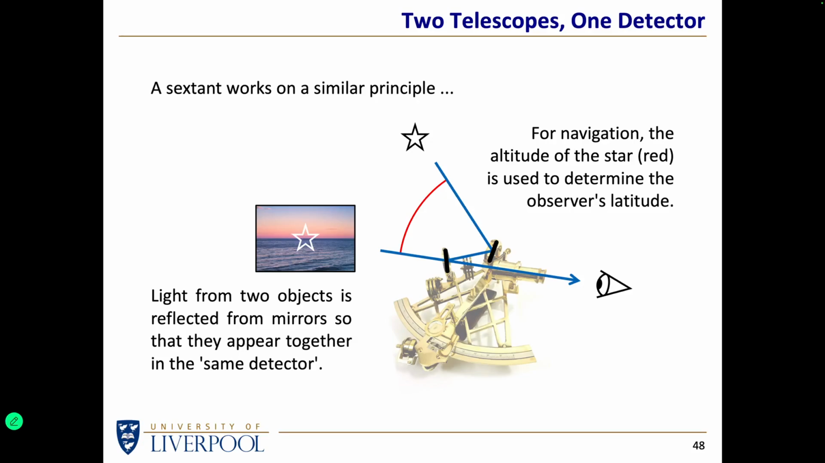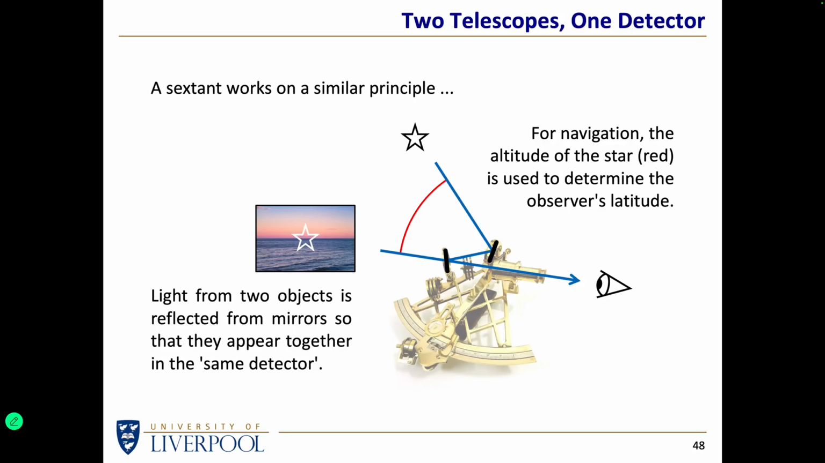So think about what that means. Because they are both in the same position, you're looking at both of them at the same time, it doesn't matter if the deck of the ship on which you happen to be standing is rolling backwards and forwards, because if the horizon and the star move, they move together, because the position of the star is determined by the angle of those mirrors, which can be determined very accurately.